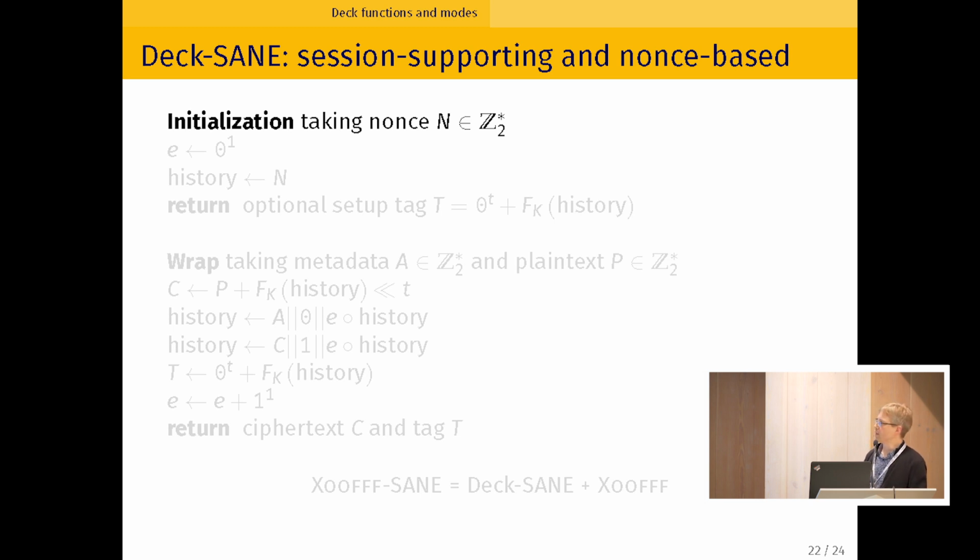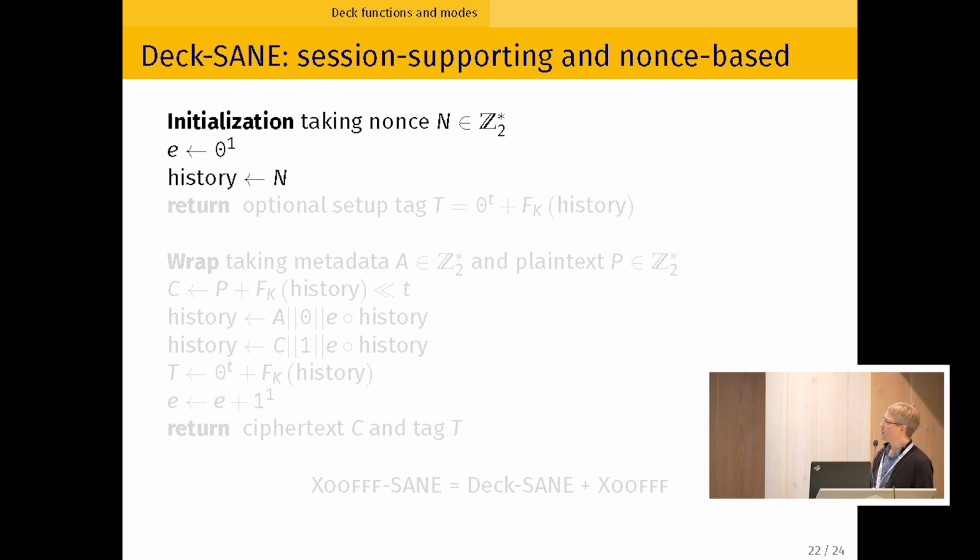We call this mode deck-SANE, a session-based authenticated encryption mode, session and nonce-based. First, session, because it's a stateful object, and we can ask authenticated encryption of messages, and every time the tag authenticates not only the current message, but the sequence of all the messages that have been received so far. That's the session. At initialization, it takes a nonce. Then we are going to use some bit E, just one bit that is going to toggle from 0 to 1 every time we switch from one message to the other.